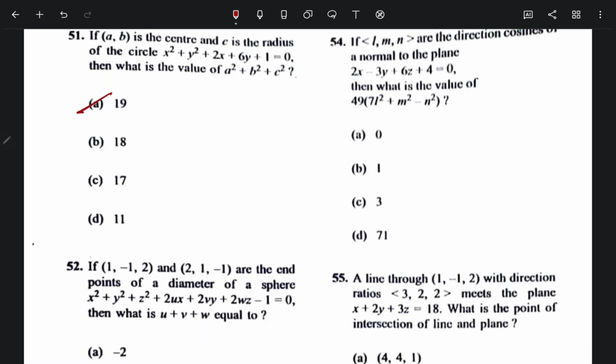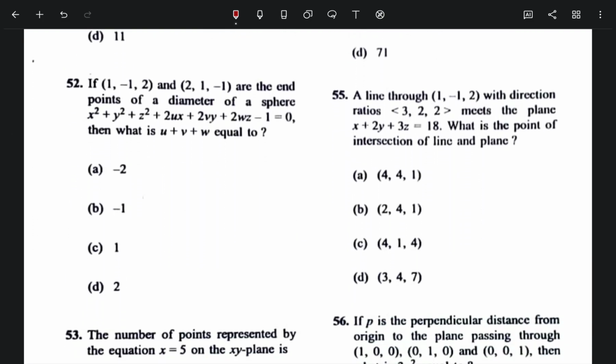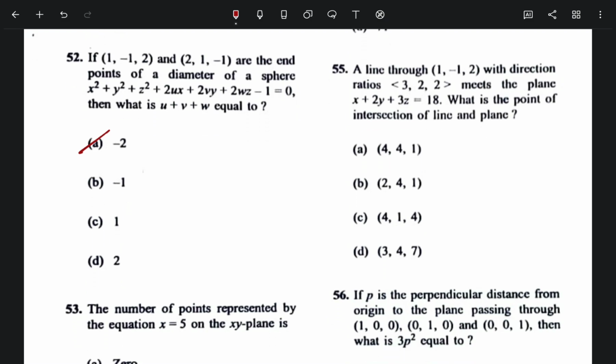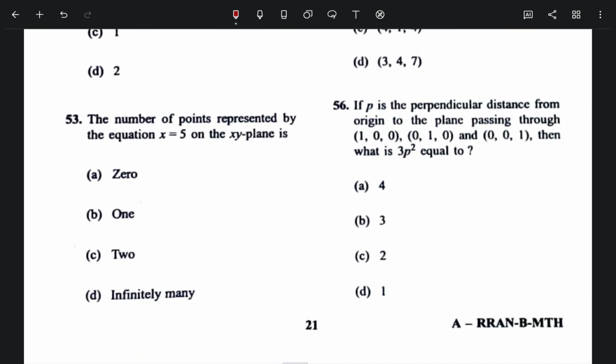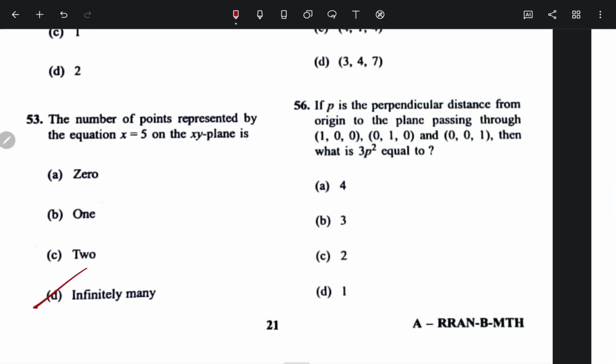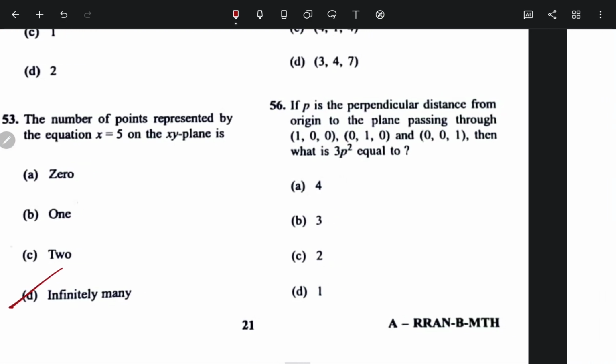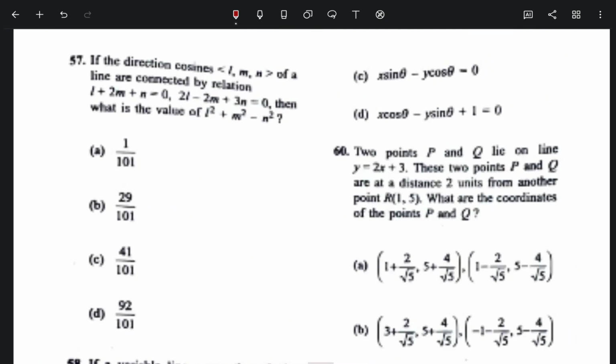This is just 3D geometry, just full of formulas. The next 30 to 20 questions will be just based on formulas. Again, sphere formula, general equation of a sphere formula. 53, the answer is infinitely many, because it's x equal to 5, it is a line, so you'll have infinitely many points in a line.